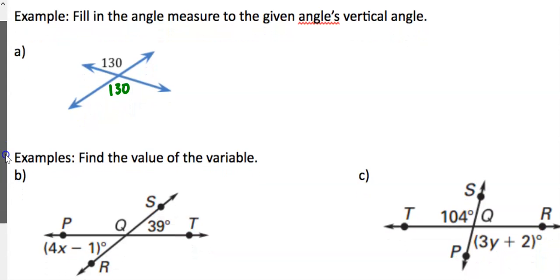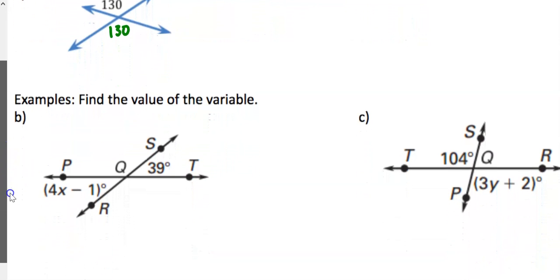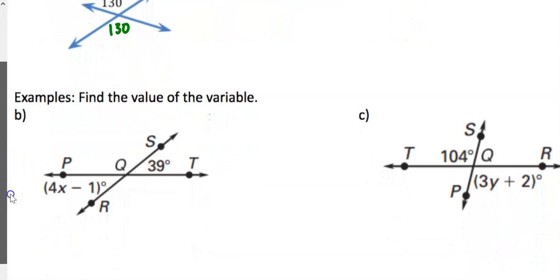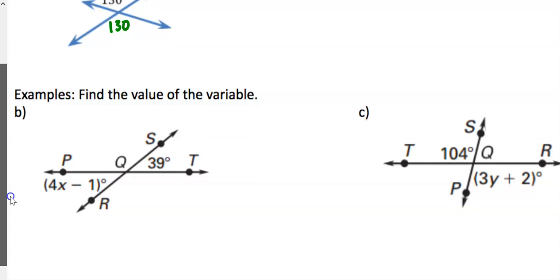Okay, so here's some other examples. Find the value of the variable. So again, we have two intersecting lines here in B. So we have SR and PT. And that's made up of supplementary and vertical angles. So again, supplementary form the straight angle. Vertical are diagonal or straight across from each other.